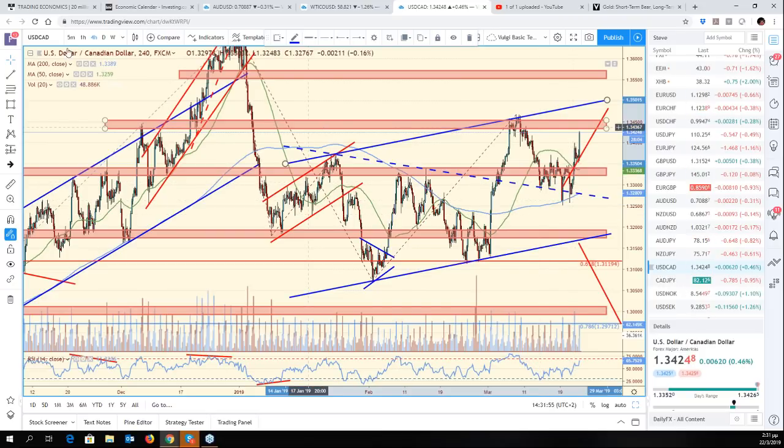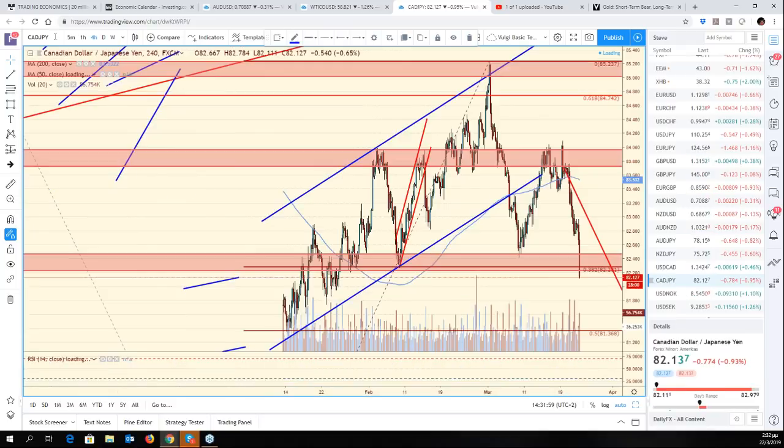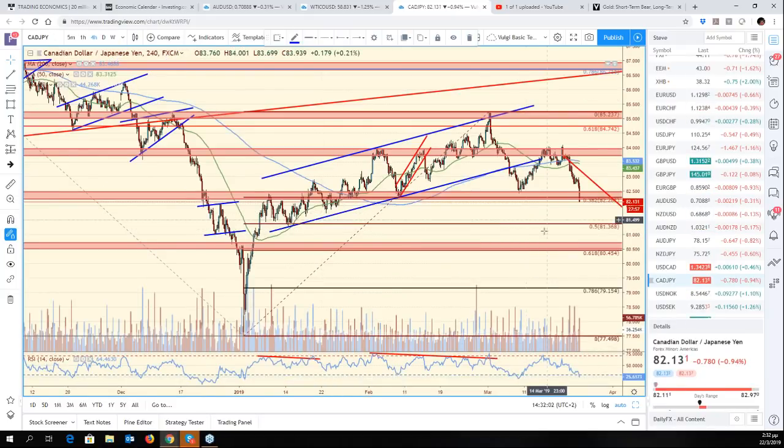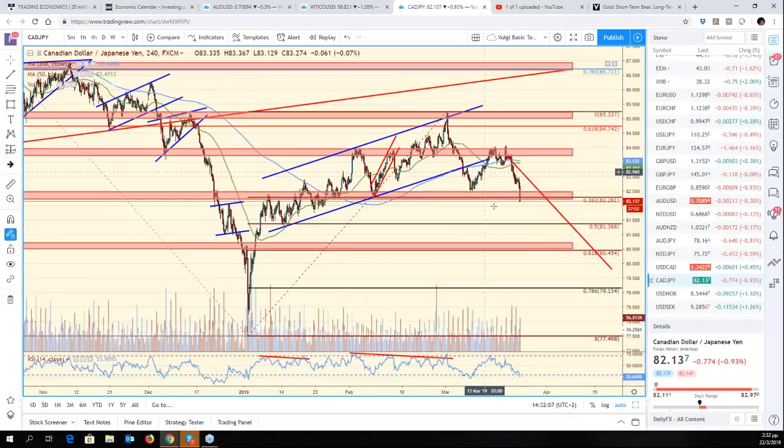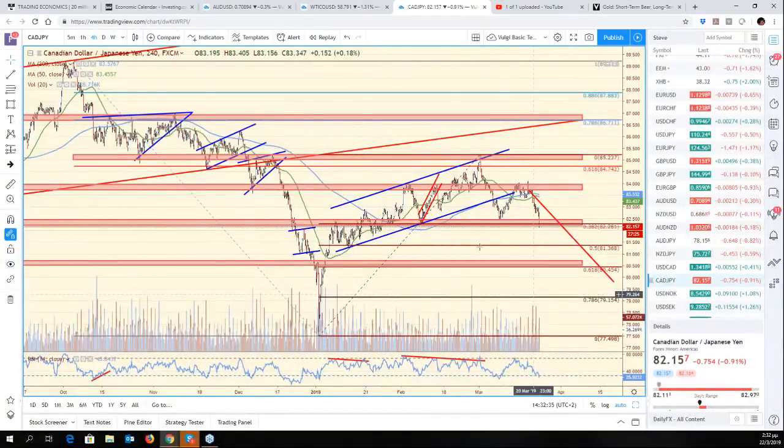So there it is. And going to the CAD yen, if you remember, we had talked about it being a good candidate for more weakness. And as you see, a nice rejection from that level, now penetrating this support area. Obviously not at all a good sign for the bulls. If we establish ourselves below this 38.2 and horizontal support resistance area just below 83, the next area of support is going to be the 50% fib at 81.37, and after that 80.40, 80.50. So CAD yen still looks very nice to the downside.